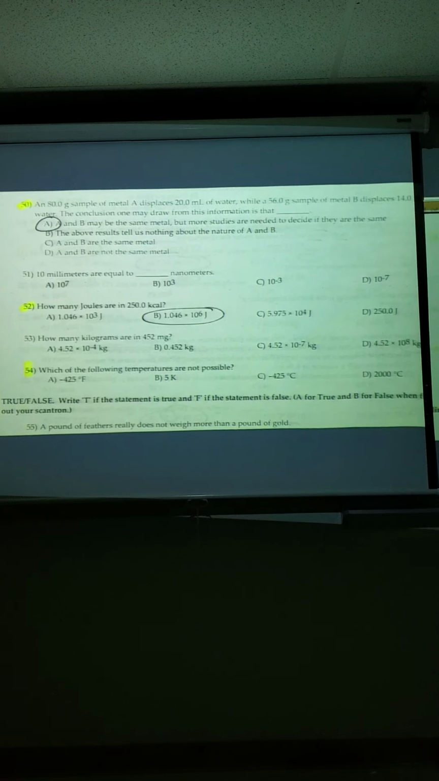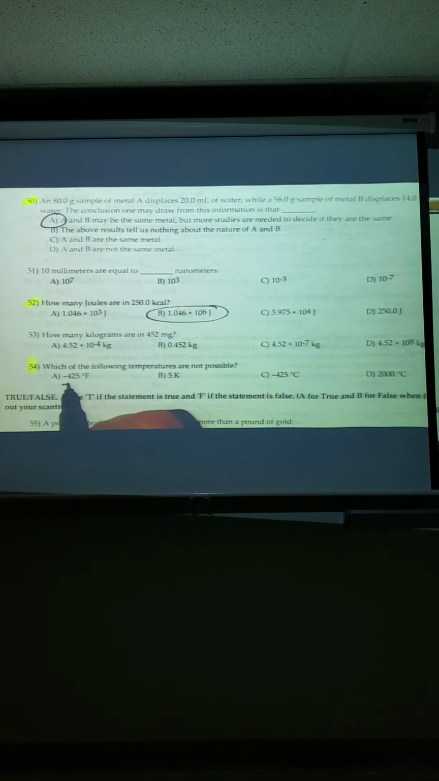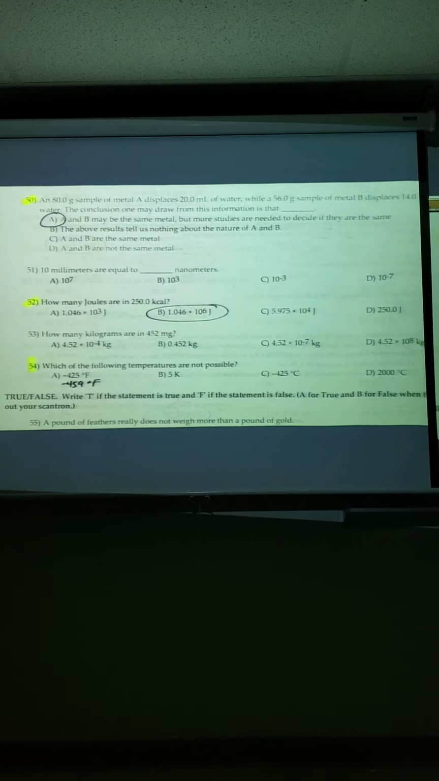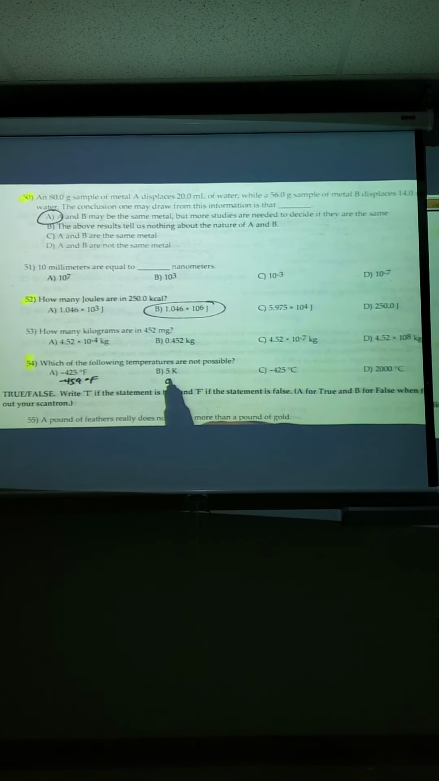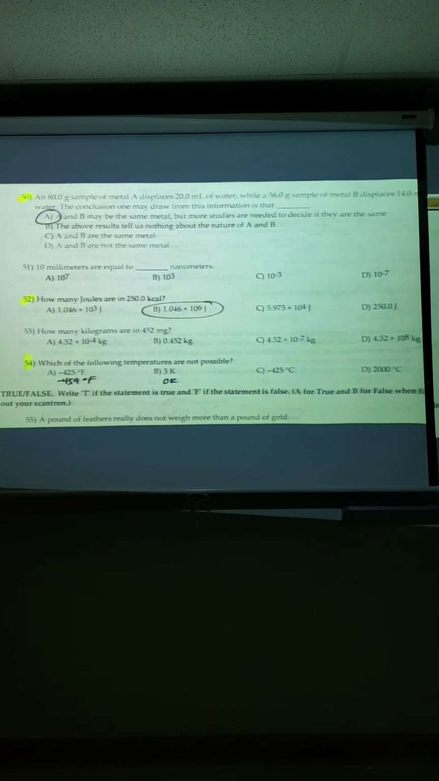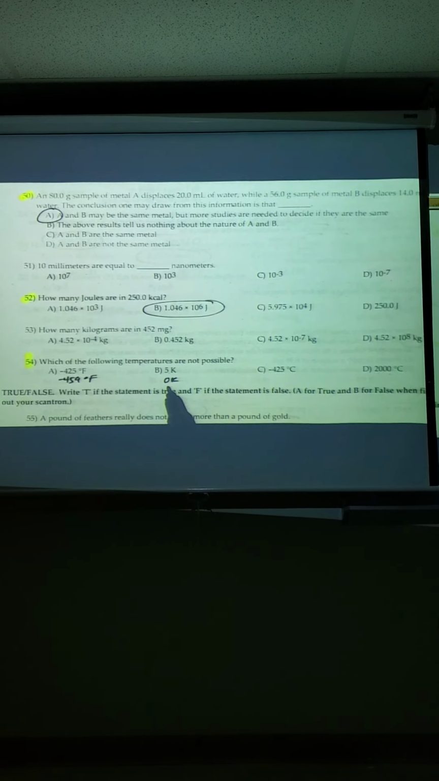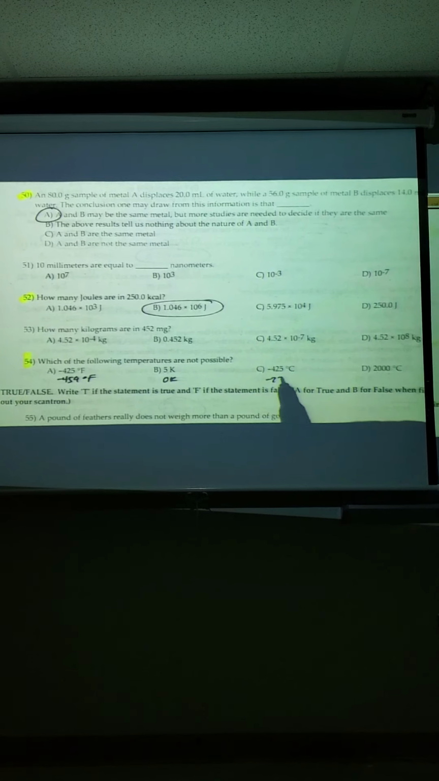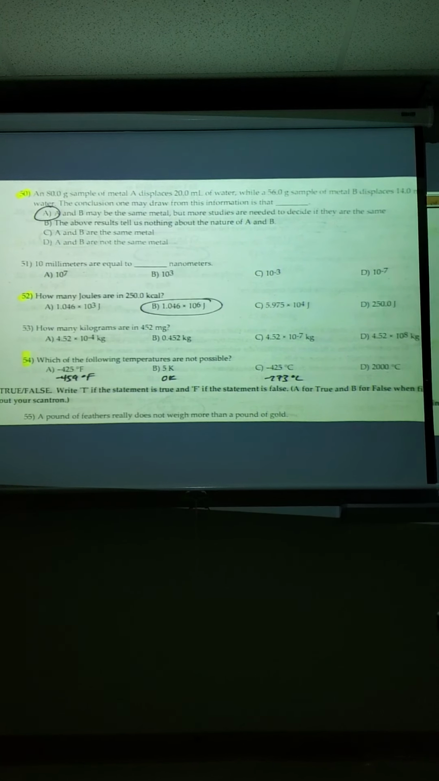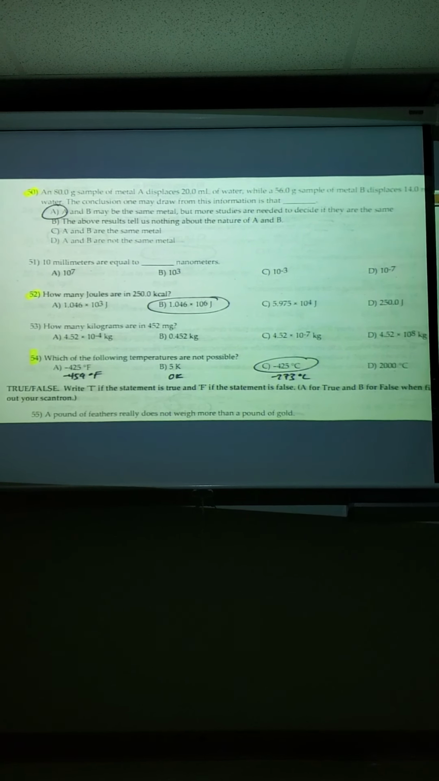Number 54, which temperature is not possible? The coldest temperature possible in Fahrenheit is about negative 459 and some change. It's almost negative 460. So negative 425 is fine. The coldest temperature possible in Kelvin is 0 Kelvin, so 5 is fine. If you convert 0 Kelvin to Celsius, you get negative 273. That's the coldest Celsius temperature, so this one's impossible. That one's more like a Fahrenheit kind of temperature that's possible. And you can go as high as you want. Doesn't matter. Sky's the limit on temperature. That's the sun.